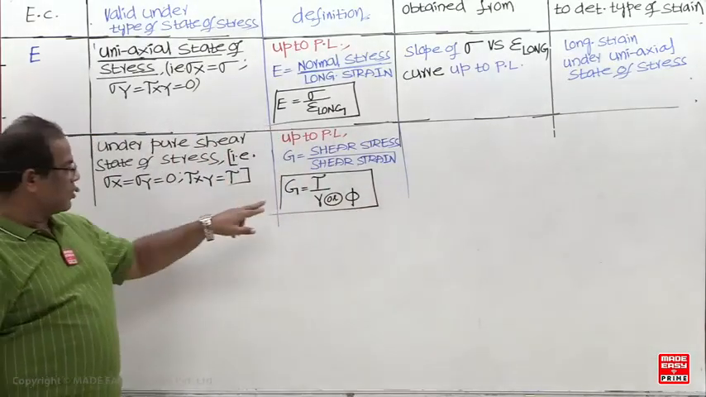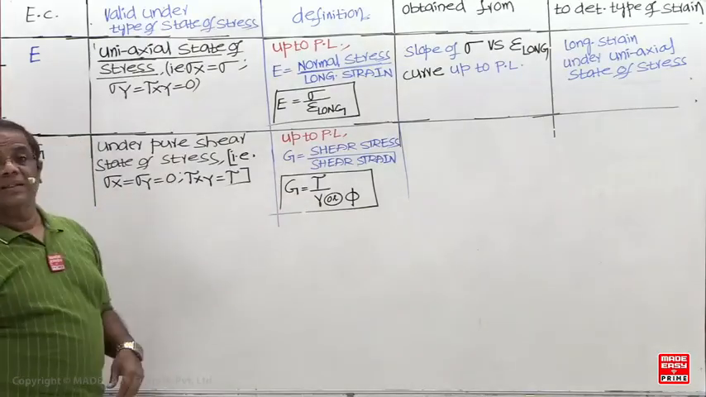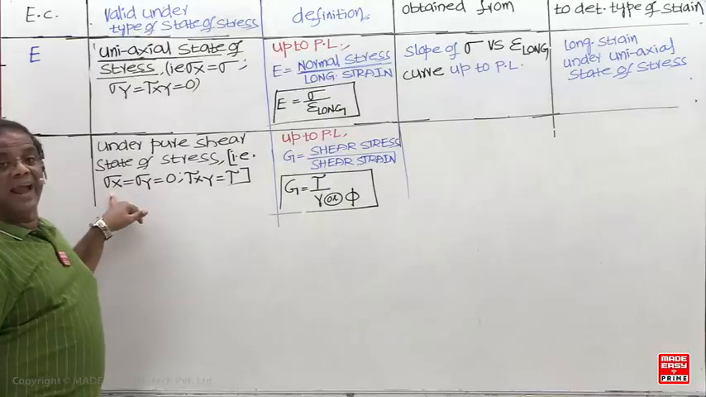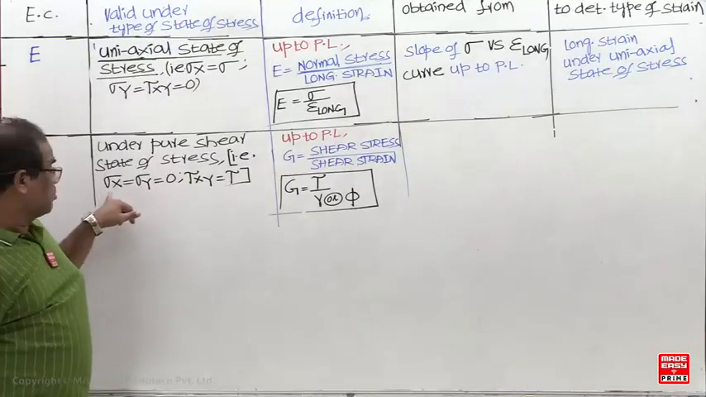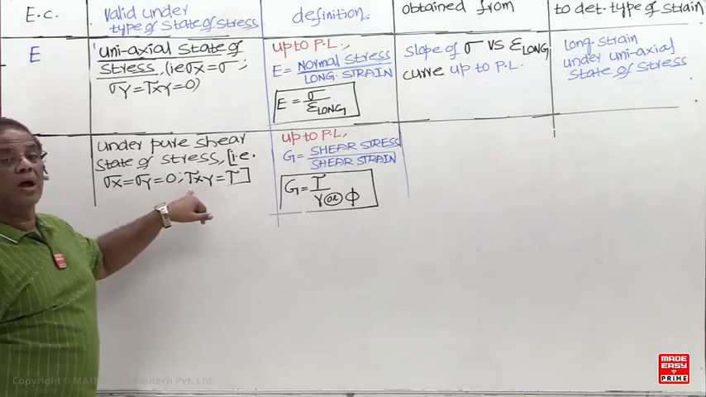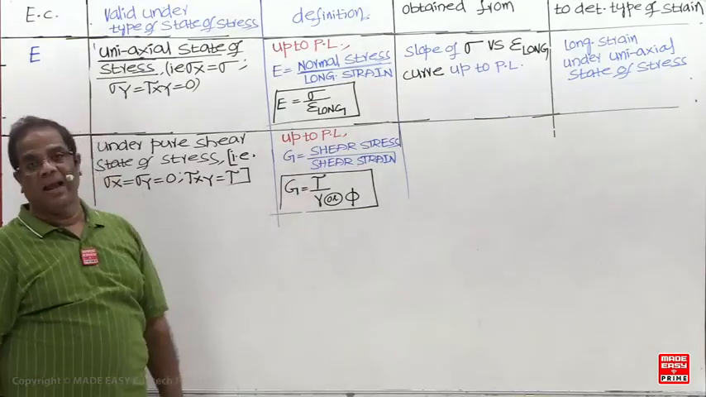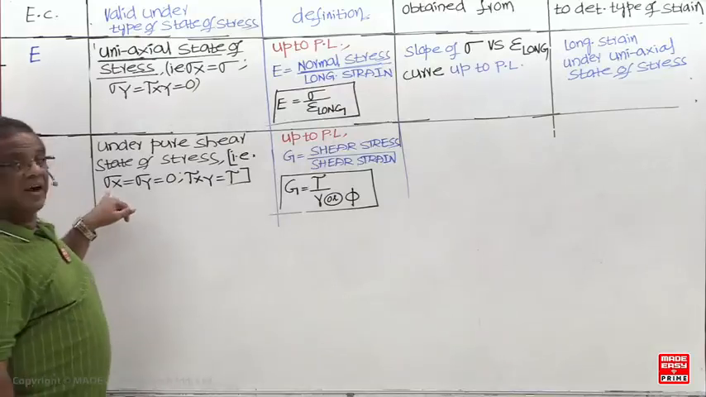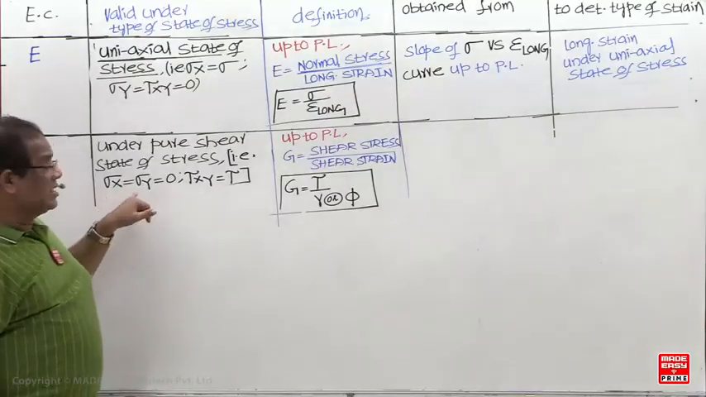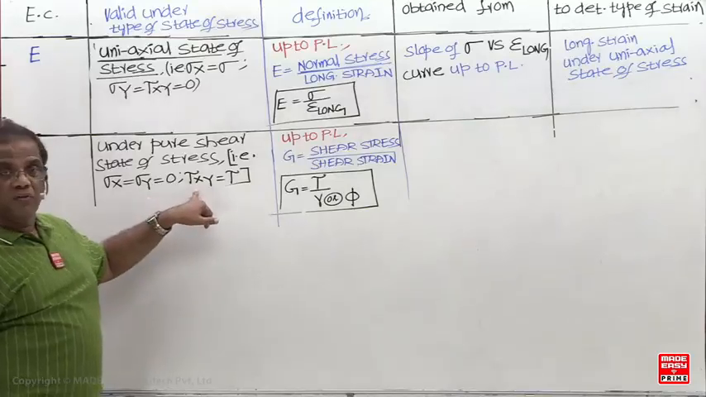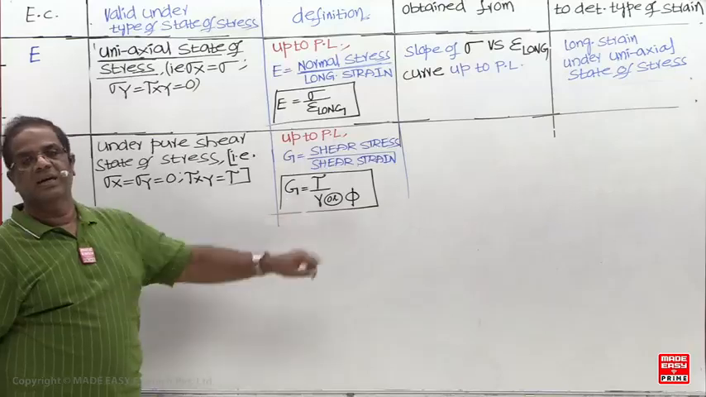If I take tau xy, it is going to be gamma xy. We are considering the default x and y plane. Similarly, if you take the x and z plane, what should I write? Sigma x and sigma z are 0, tau xz equals tau. Then tau xz upon gamma xz. If you take the yz plane, pure shear state of stress means sigma y and sigma z are 0. Then you write tau yz, and with tau yz you take gamma yz.